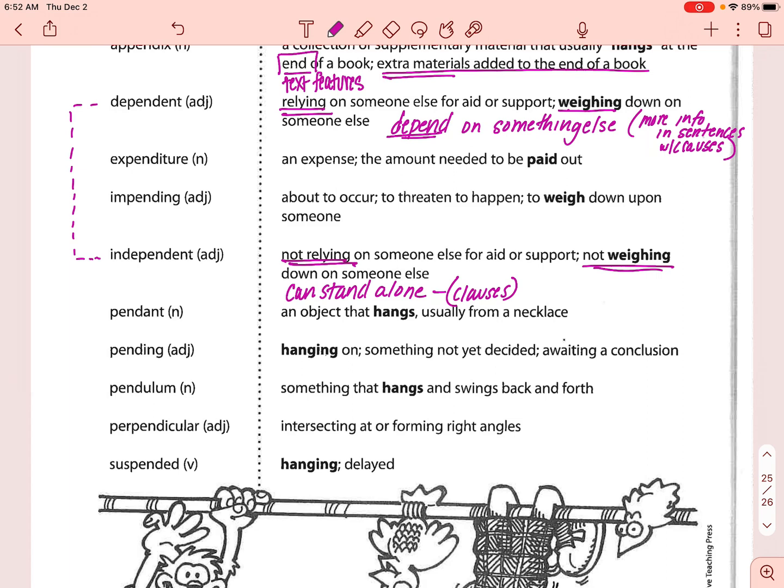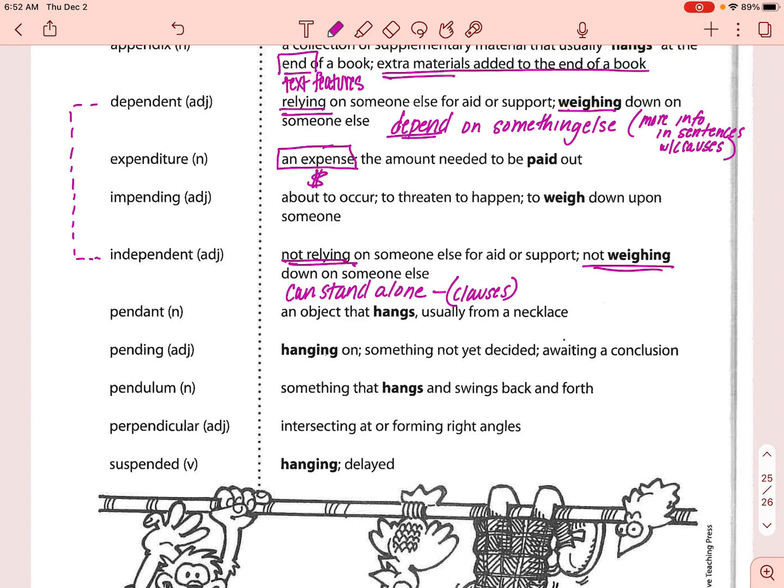I'll go back up here to expenditure. Expenditure is one of those words that you may or may not have heard before. Usually whenever I hear the word expenditure, we're talking about an unexpected expenditure. So let's say my water heater at home broke and I wasn't expecting to have to pay for a new water heater that month, but then I have to put it into my budget. So that would be an unexpected expenditure. It's just an expense, something you need to spend money on, okay?